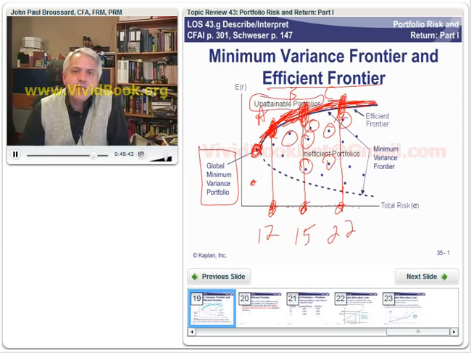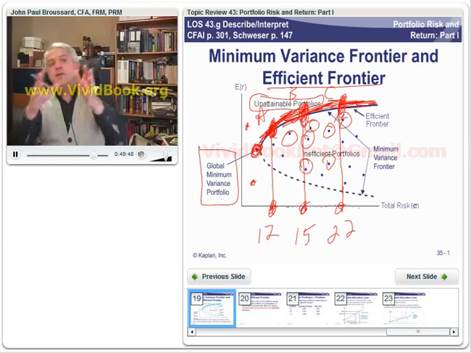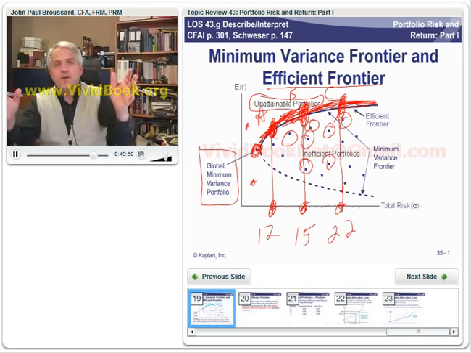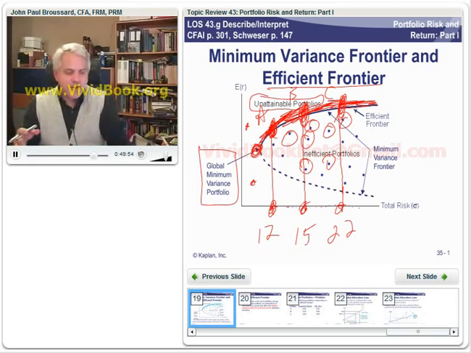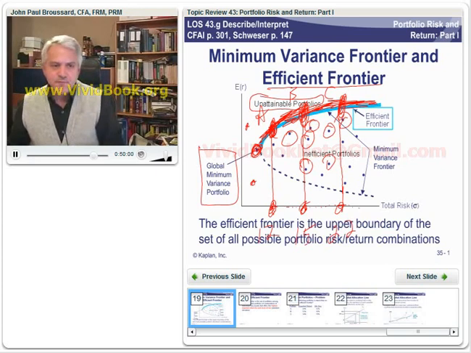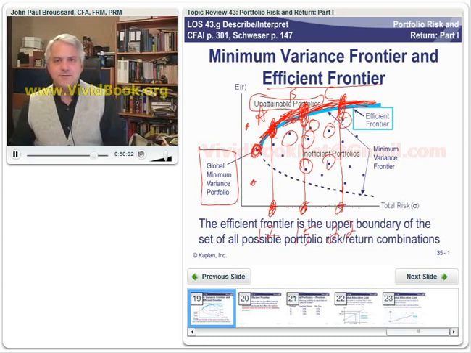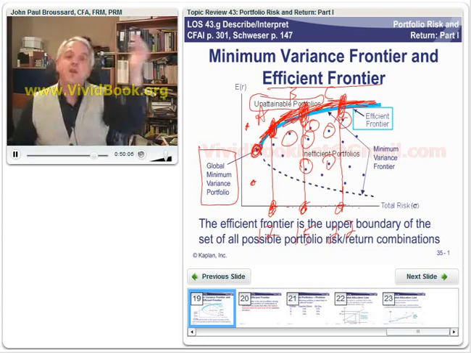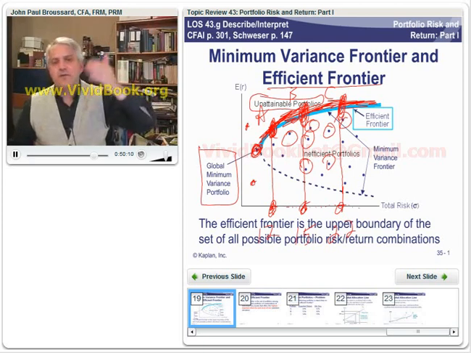There's another piece I want you to recognize: these unattainable portfolios. You don't see dots out here, do you? Why? Because those portfolios don't exist. We can't make combinations of portfolios that will generate dots outside there, because if we could, then the frontier would move out. So anything outside of the frontier we call unattainable.